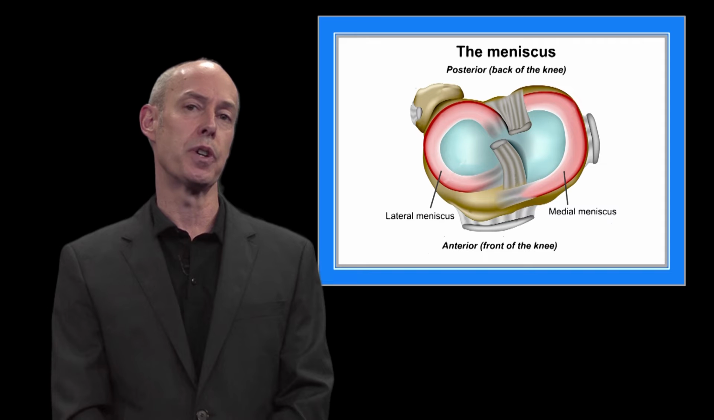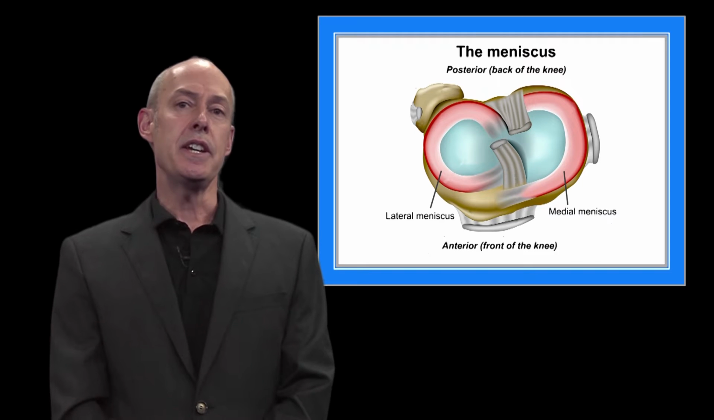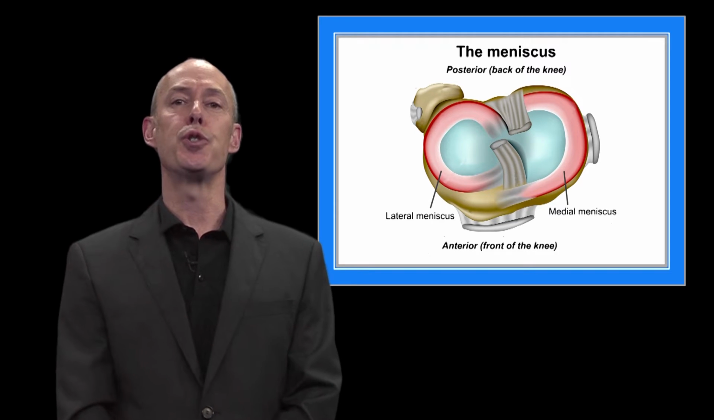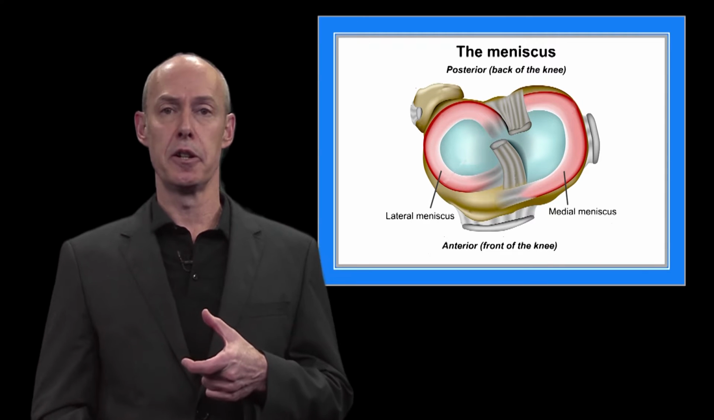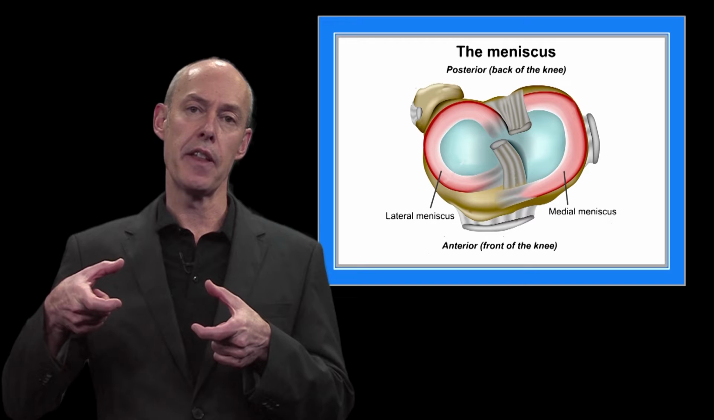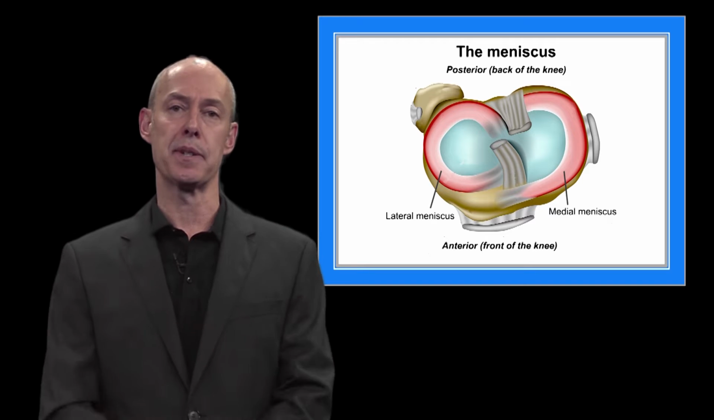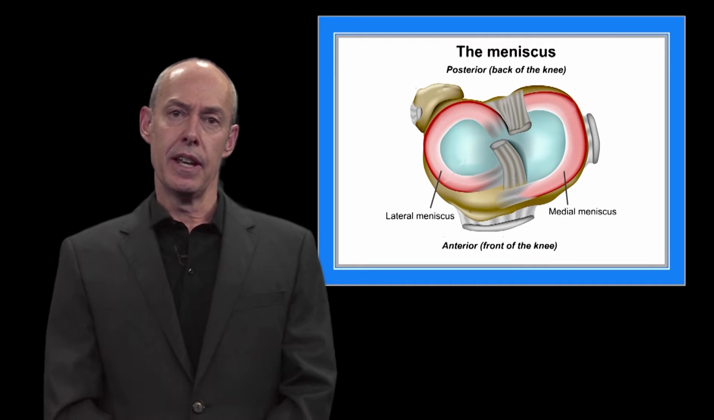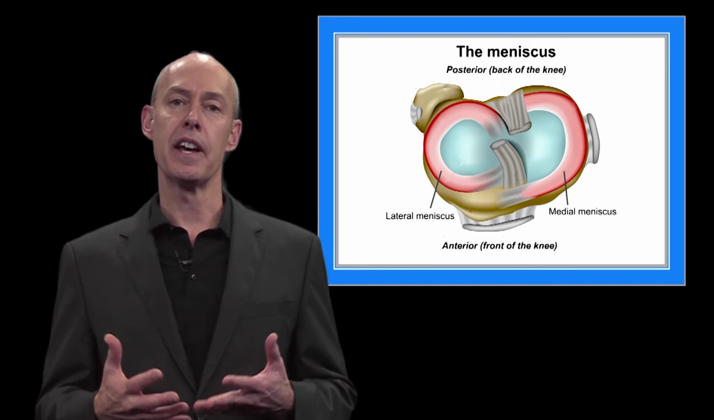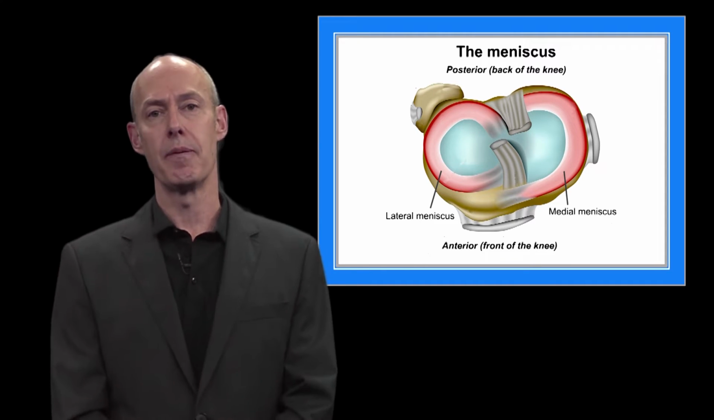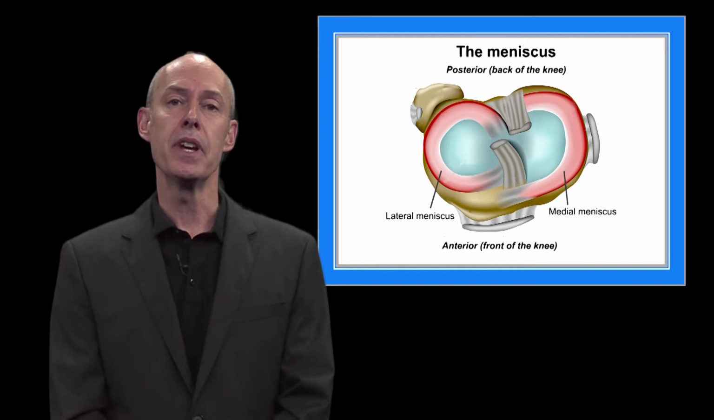I'd like to take a few minutes to talk about meniscal tears and meniscal injuries. Each knee has 2 menisci, one on the inside or medial aspect of the knee, and one on the outside or lateral aspect of the knee. The meniscus acts as a shock absorber to help transmit the load with every step.